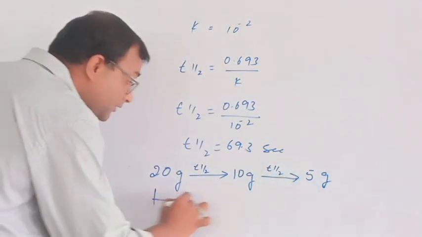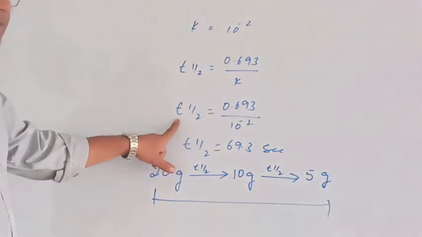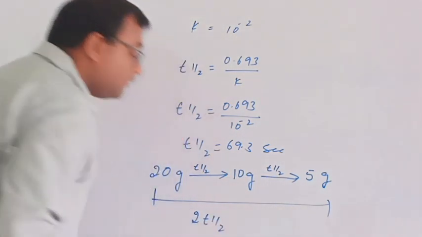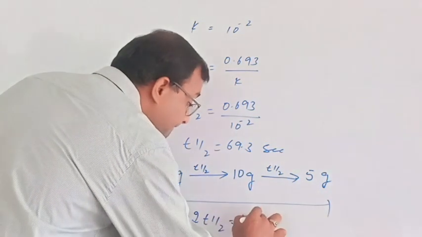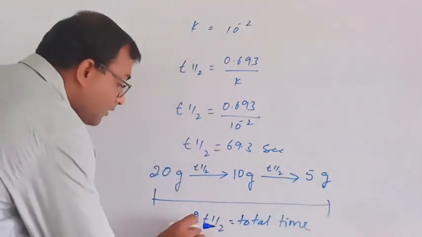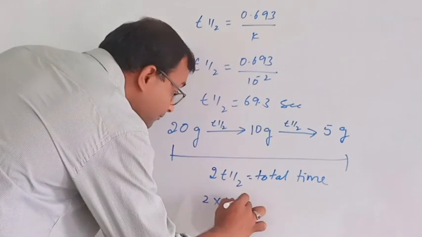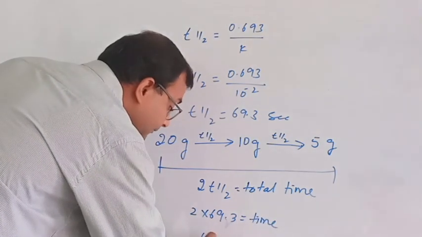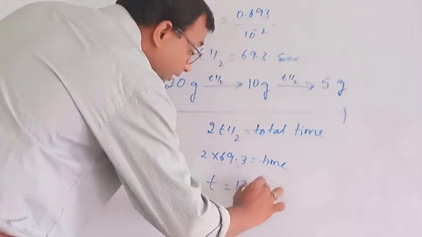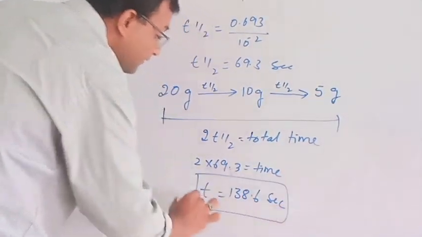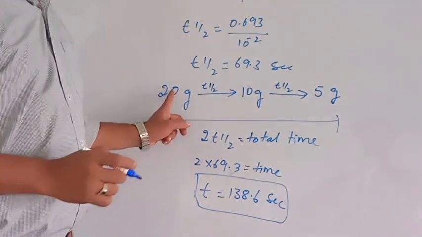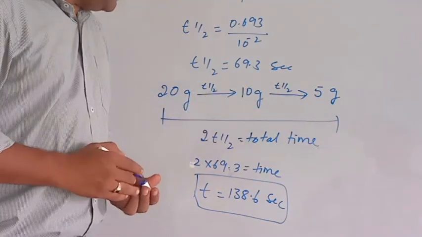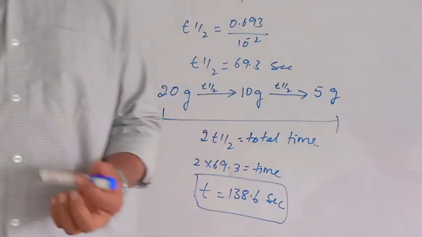Now from here to here we need to find the total time. One T half is 69.3. How many T halves are there? It is 2 T half. So total time is 2 into 69.3. Then time t is equal to 138.6 seconds. This is the tricky method solving technique. So 20 gram to 10 gram, 10 gram to 5 gram: one T half, then two T half. This is the answer. So option A, 138, is correct.